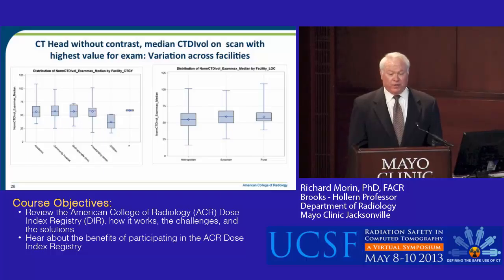So whether it's the size of the practice, the type of patient populations, rural versus metropolitan, academic versus community, et cetera. And so that is an interesting value. They are different right now, and we think that as more and more facilities utilize the dose index registry, then that variation will tend to become smaller and smaller.